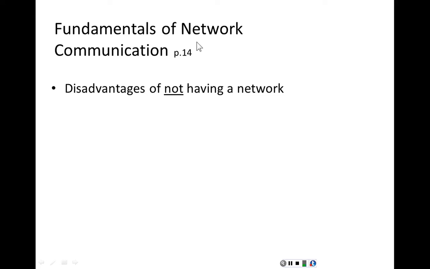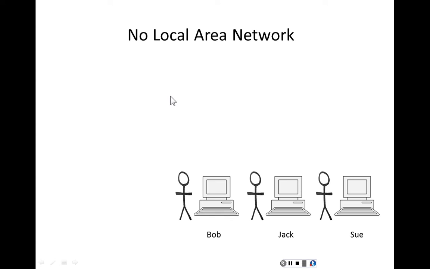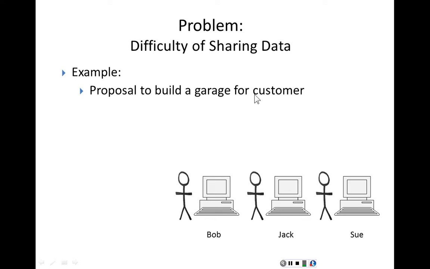But before we talk about network communication, let's discuss the advantages of not having a network. Let's take the example of you have a small company and 3 people work together and it's not networked. And we will find that the problem is there is difficulty in data sharing. So here's the example. We get 3 people working together, and they are going to work together to put together a proposal to build a garage for a customer, and they will submit a bid of how much this company would charge to build the garage.